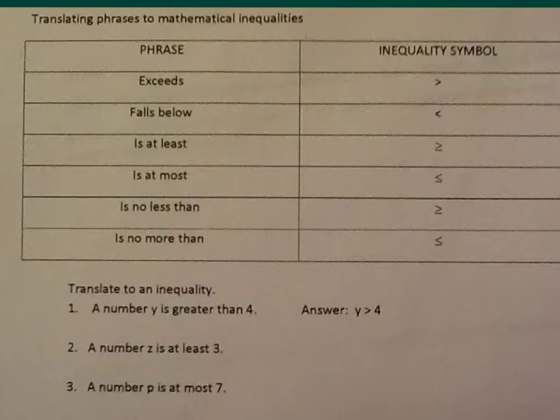Is at most. So John's little brother is at most 14 years old. So he would be 14, 13, 12, and so forth. Is no less than. That could be equal to as well. So no less than would be a number greater than. We have no less than 5 cookies, so you'd have at least 5, maybe 6, and maybe 7. So that could be equal to.